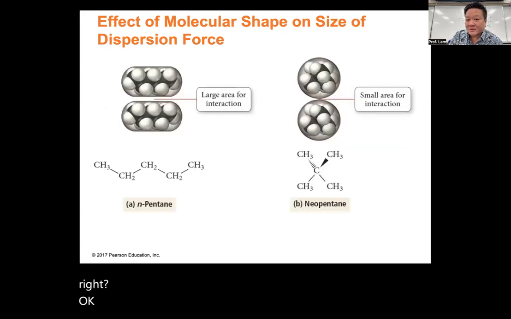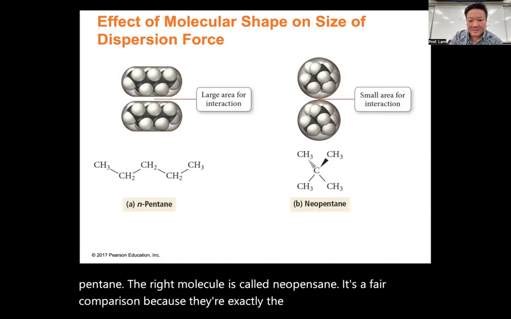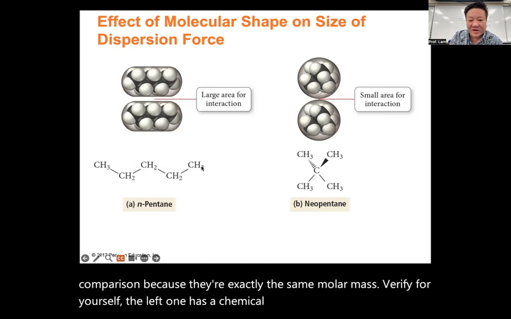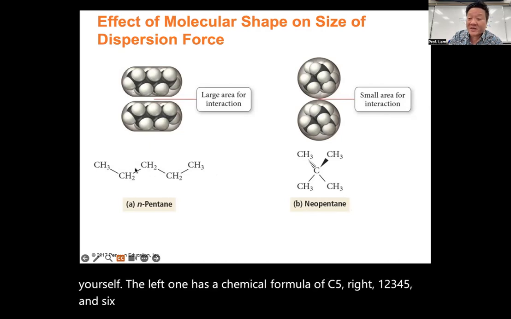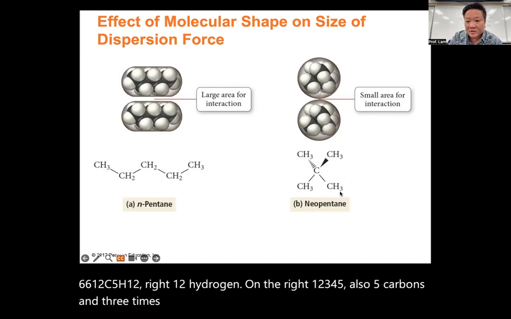Okay, now let's look at shape. And here we have a fair comparison. The left molecule is n-pentane, the right molecule is called neopentane. It's a fair comparison because they're exactly the same molar mass. Verify for yourself. The left one has a chemical formula of C5: 1, 2, 3, 4, 5 carbons, and 6, 12, so C5H12, with 12 hydrogens. On the right, 1, 2, 3, 4, 5, also 5 carbons, and 3 times 4, 12 hydrogens. Exactly the same molar mass, okay?